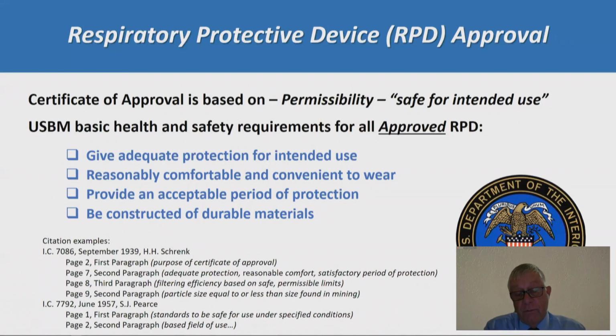They should provide acceptable protection for a suitable period, and they should be constructed of durable materials. This approach has a significant challenge, particularly in situations where knowledge of a hazard continues to evolve or the technologies advance. Approval requirements were linked to hazard classification and uses, therefore the requirements varied for different respirator types. Next slide, please.